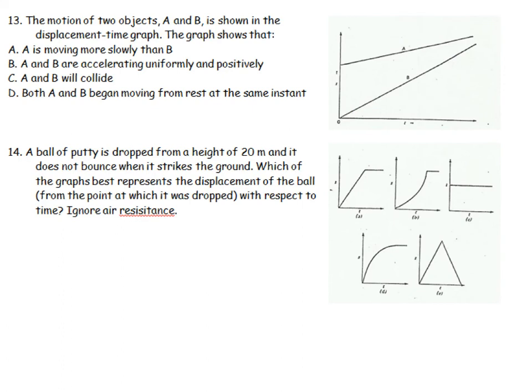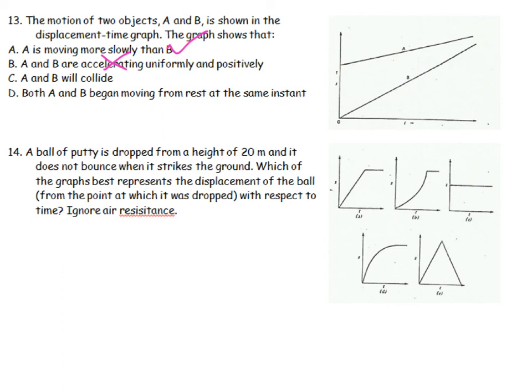The motion of two objects, A and B, is shown in this displacement time graph, and it shows what? Well, A is definitely more gradual than B. If it is a displacement time graph, that means that A has got less velocity, less gradient, than B, which has more. So A is moving more slowly than B is true. What about the rest? A and B are accelerating? No, they've both got a constant velocity, so they're not accelerating. They are moving at a constant velocity.